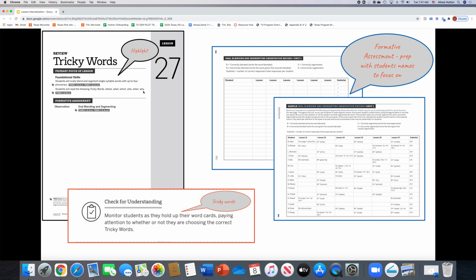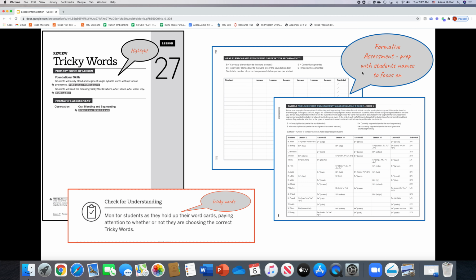The formative assessment that's highlighted on this first page for every lesson, in this particular lesson, is oral blending and segmenting, and it's an observation. I note that in my teacher guide, there is an oral blending and segmenting observation record. And so what I made note is that I want to make sure that I pull this record out and I prep those students' names that I want to focus on in this particular lesson.